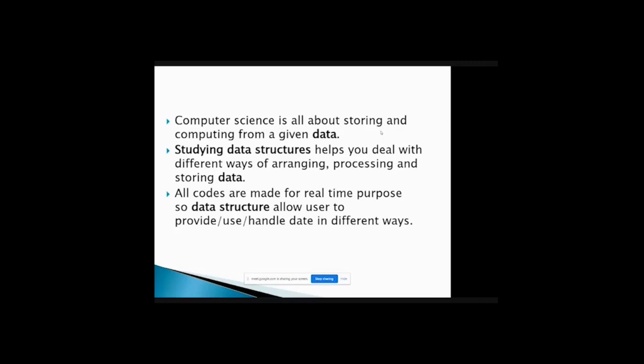Ma'am, data is a collection of raw facts. Collection of raw facts. Okay, fine. Information is something which has proper meaning. It has been processed. So that's the difference. Data is the raw facts. The processed data is called information. Okay, then anybody else?